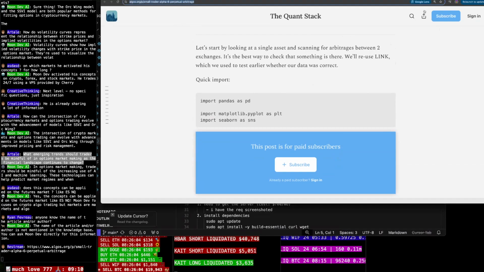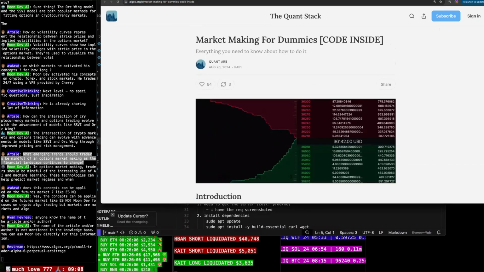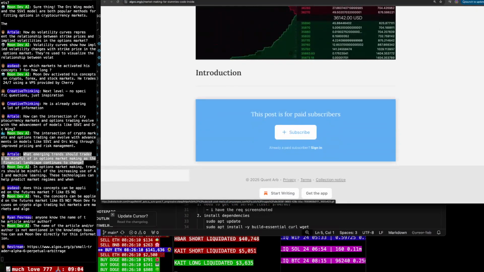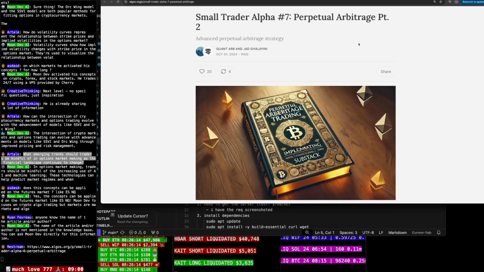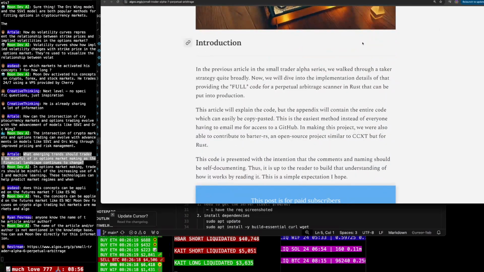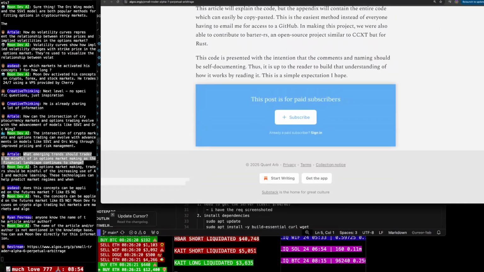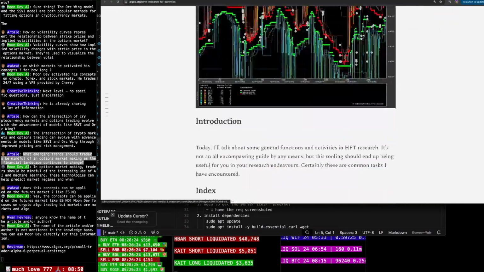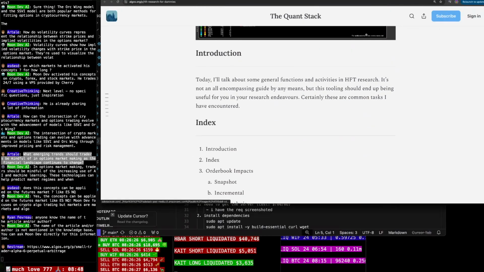All right. We might hit a paywall for all these. Market making for dummies. Actually interested in this one, psych. Part 2, okay. Okay, I mean, HFT research for dummies. Let's read through this a little bit.